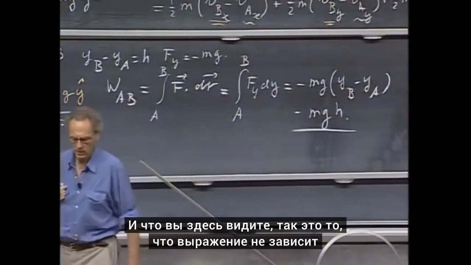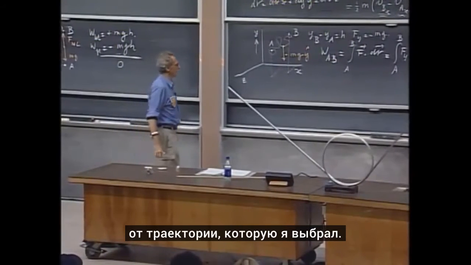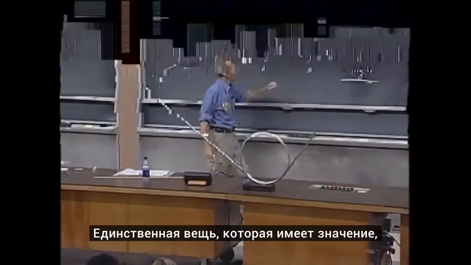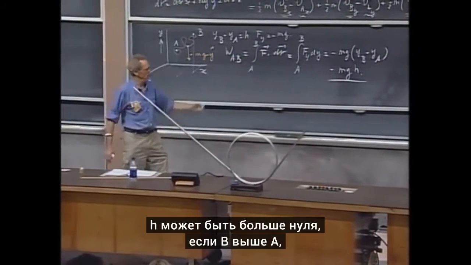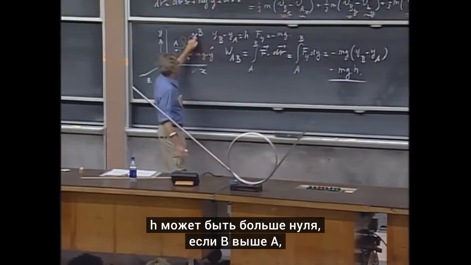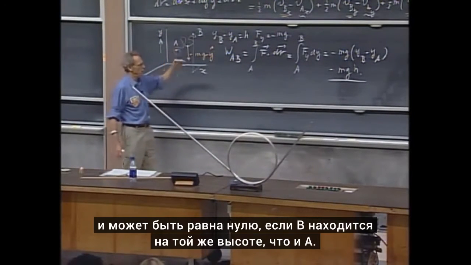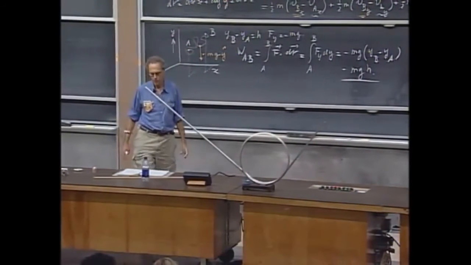And what you see here is that it is completely independent of the path that I have chosen. It doesn't matter how I move. The only thing that matters is the difference in height between point A and point B. h could be larger than 0 if B is above A. It could be smaller than 0 if B is below A. It could be equal to 0 if B has the same height as A.